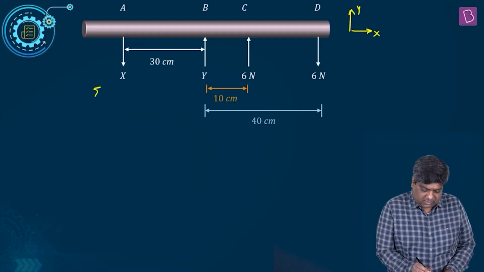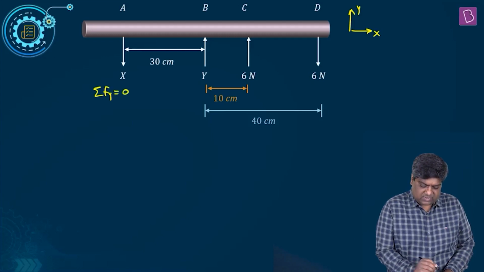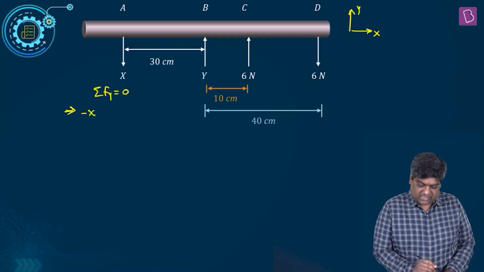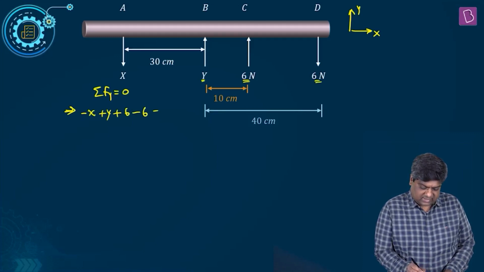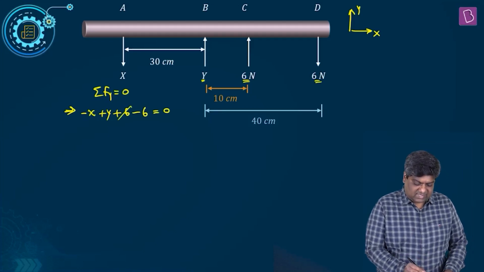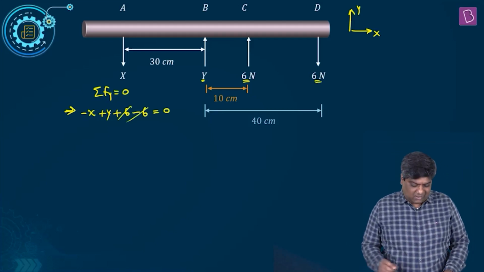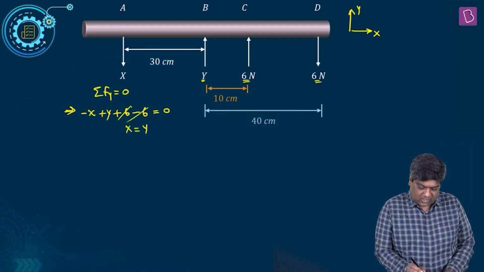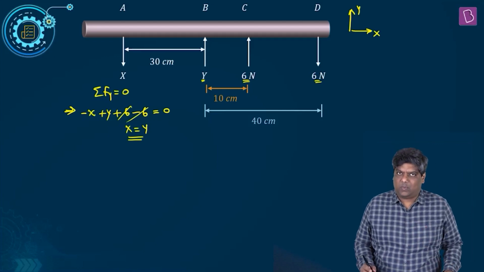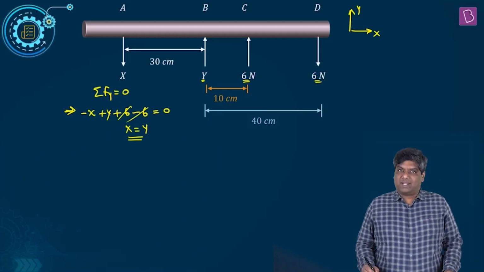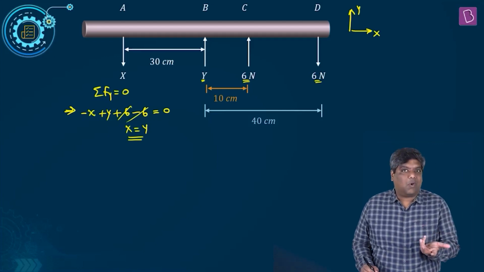So I'm going to use summation Fy is equal to 0 here, which implies x is downward, so I'll write it as minus x, y is upward, so I'll write it as plus y. This 6 Newton force is upward, so plus 6, and this is downward, so minus 6, is equal to 0. Plus 6 and minus 6 will cancel out, and I'll get x is equal to y. So the magnitudes of x and y are equal. Got it? But we still need to know equal to what value.